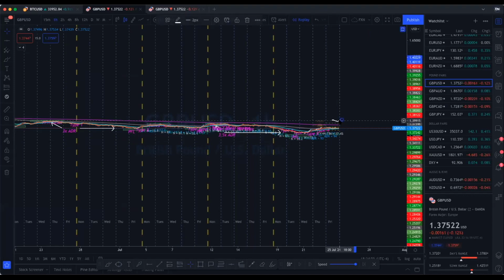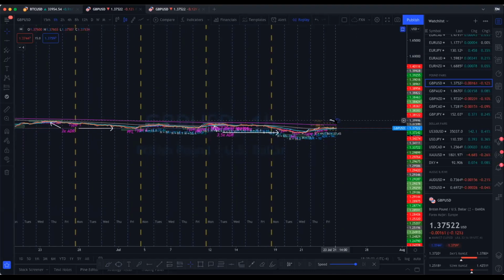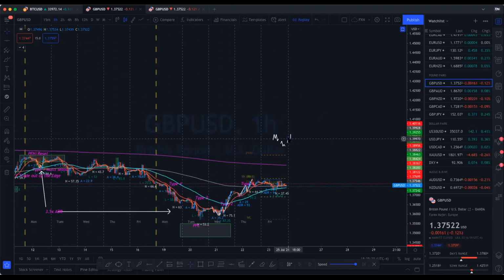The best time to see these peak formations, or the best time to see peak formations in general, I believe is going to be the 1 hour chart. So anything that we talk about, levels, resets, is on the 1 hour time frame.